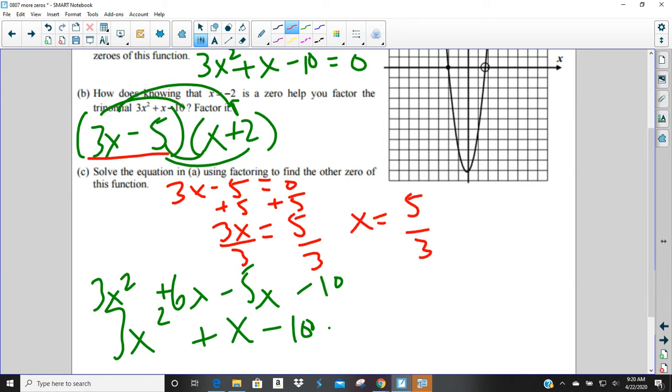And just so we're clear, that's actually 1.6 repeating, which is good because it's between 1 and 2. Okay, so I would keep 5 over 3. I would not make it into a decimal. All righty, let's move on to the next question.